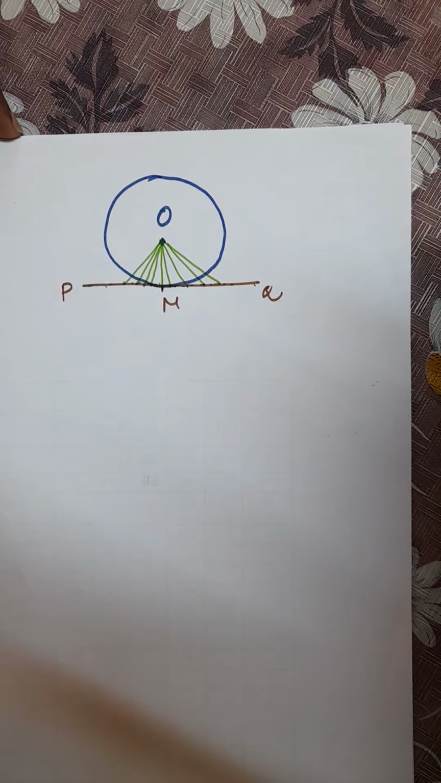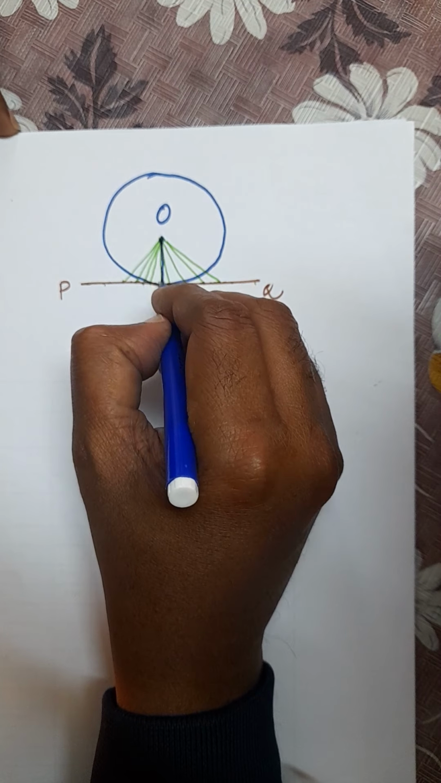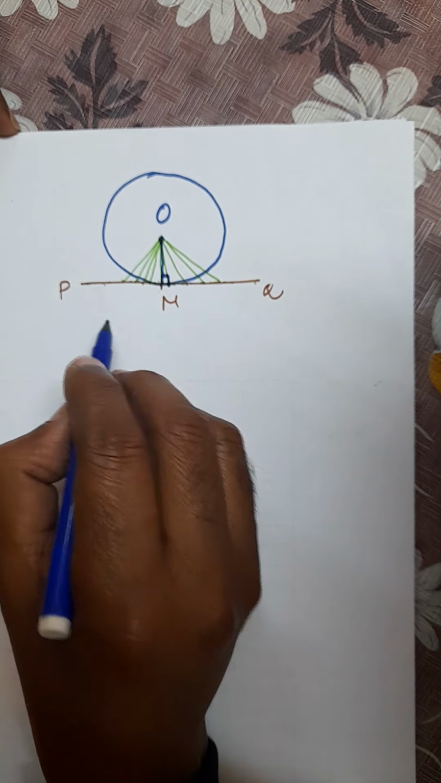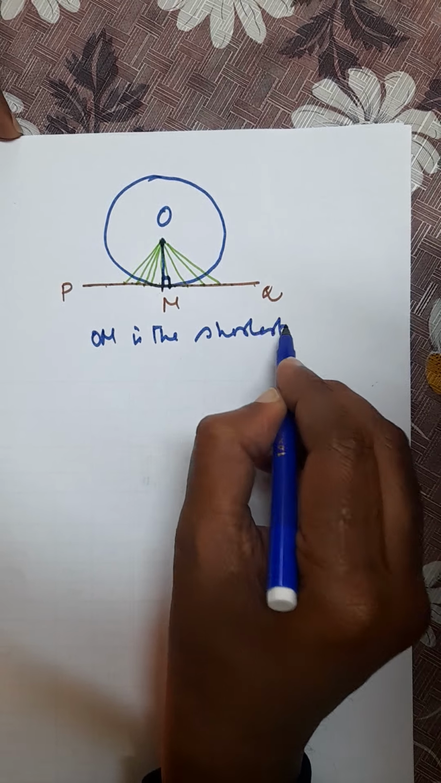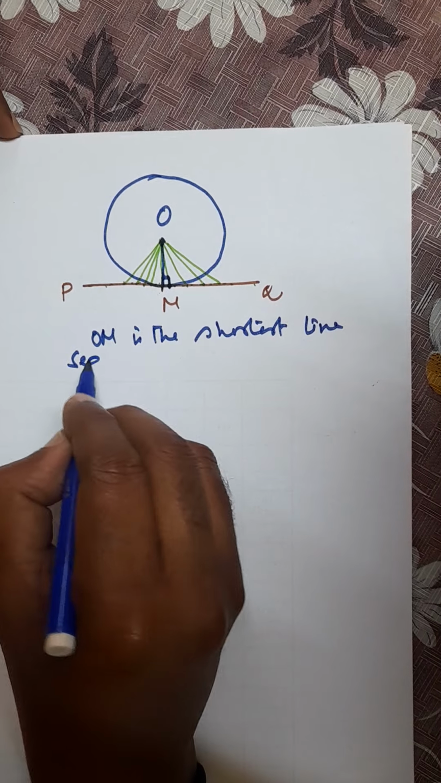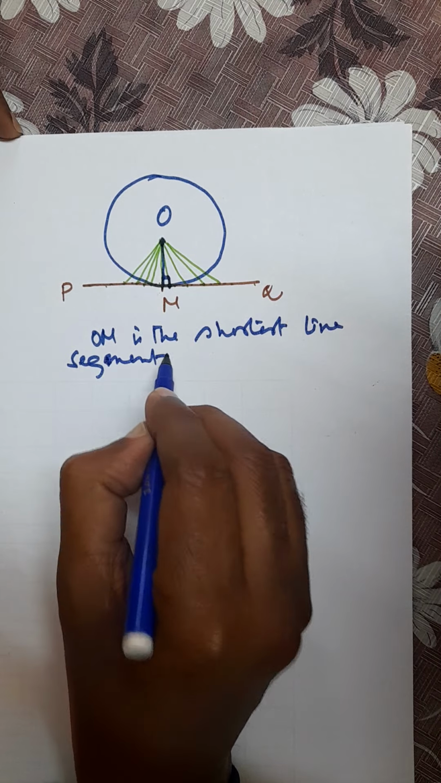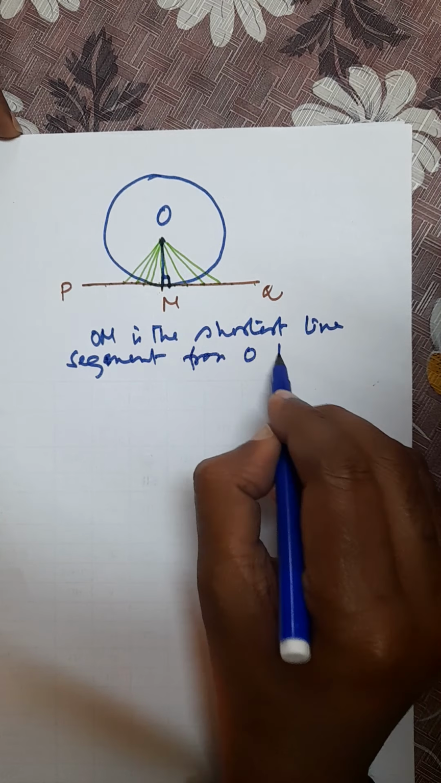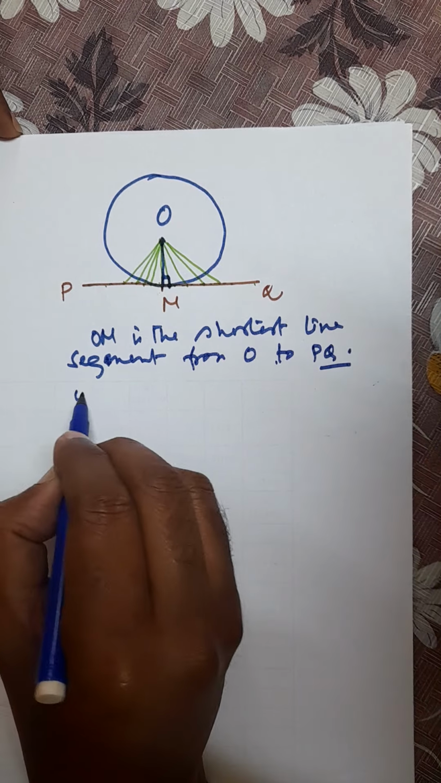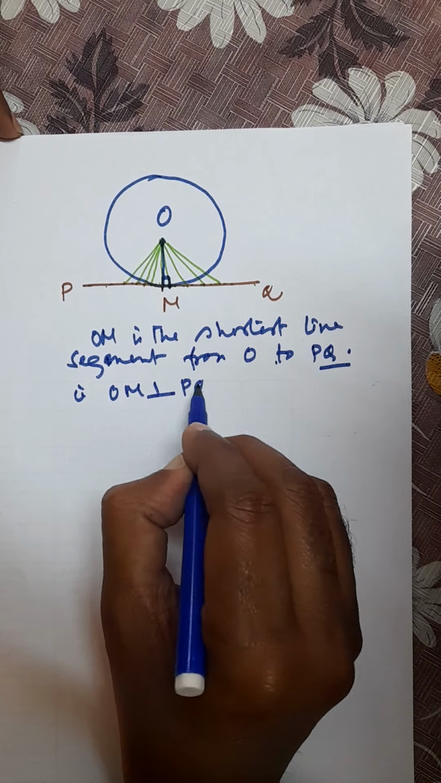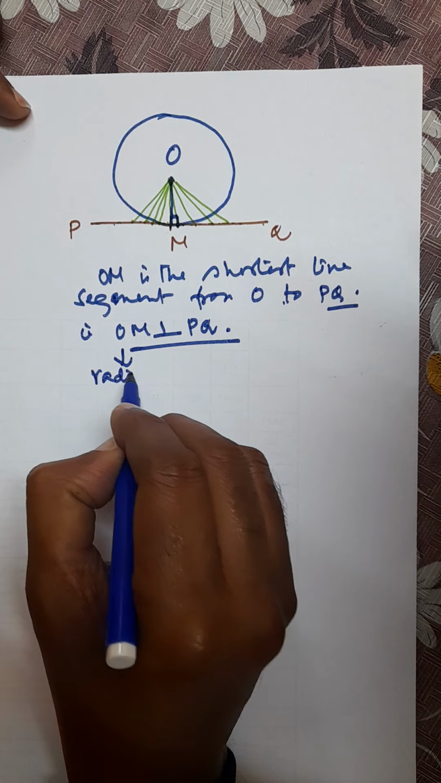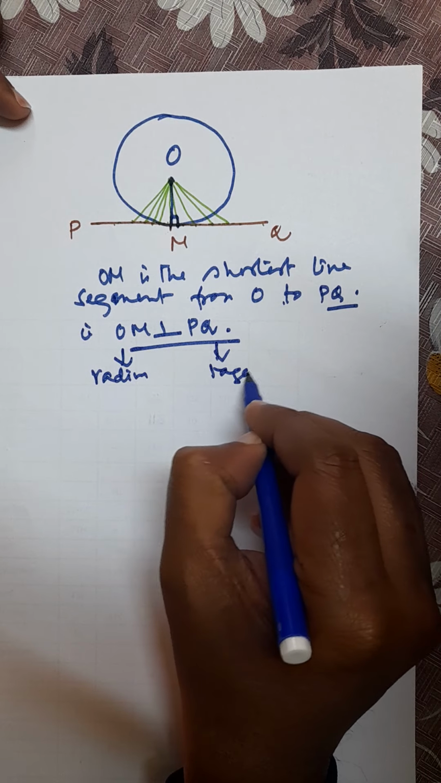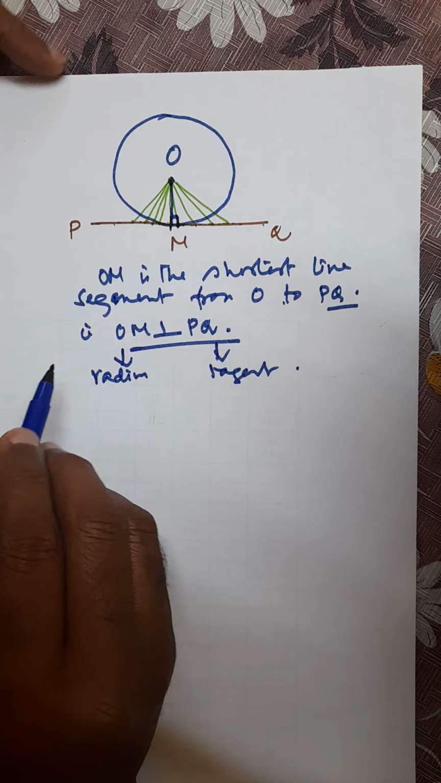in this if we draw, then what will we get? This OM will be the shortest line segment from O to PQ. So, that is OM is perpendicular to PQ. OM is perpendicular to PQ. From here, what we can say? OM is nothing but what? This is radius, this is tangent. So what we can say?